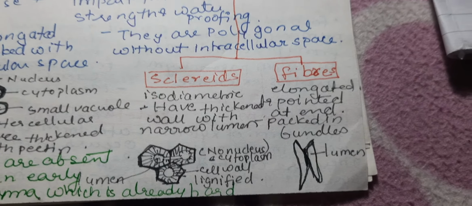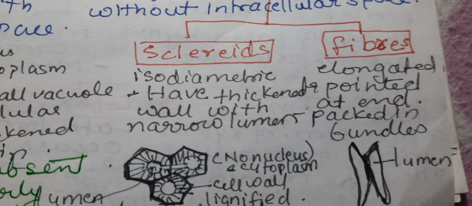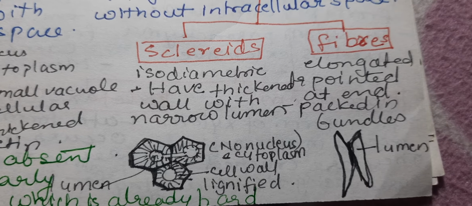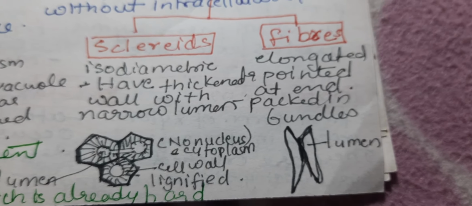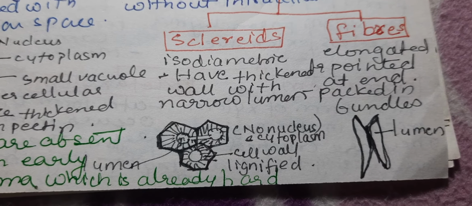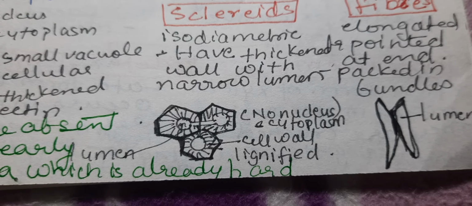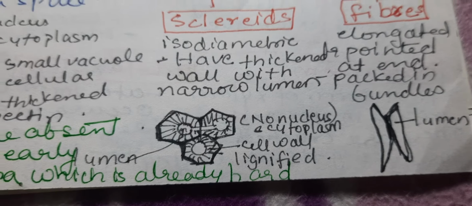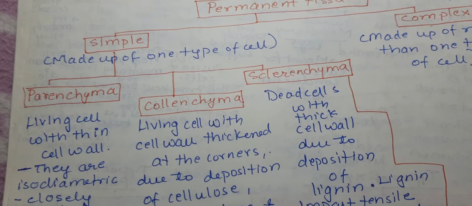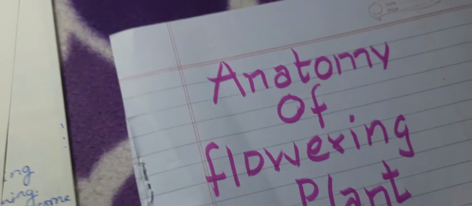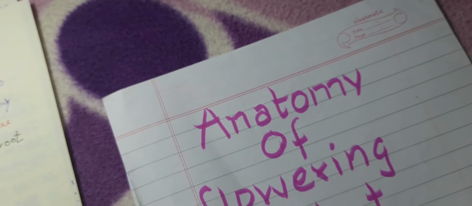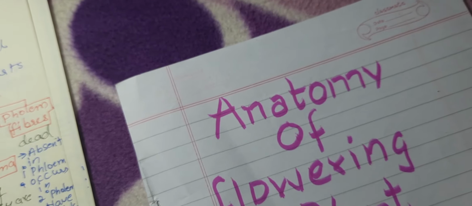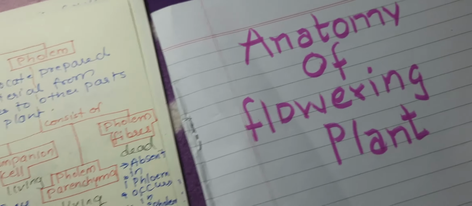They are of two types, sclereids and fibers. The sclereids are isodiametric as compared to the fibers, which are elongated and pointed at the end. In sclereids, you can see the thick deposition of lignin over here. So this is how these three cell types are there, which are simple tissues. Now we will see the complex ones. The complex tissues are basically xylem and phloem.